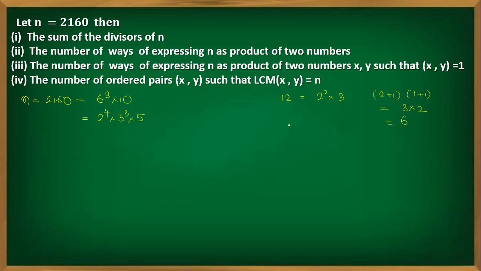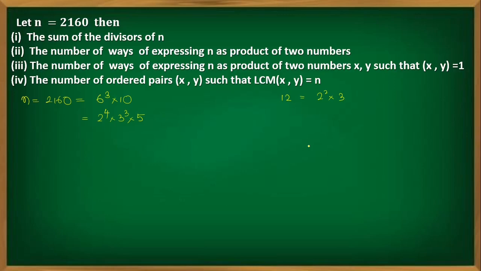Can we write all those divisors? Yes, we can write 1, 2, 2 square that is 4, then 3, then 6, and 12. You can see we have 6 divisors. Now sum of the divisors means we want to calculate 1 plus 2 plus 4 plus 3 plus 6 plus 12. This is the sum of the divisors. But every time it is not possible to write the whole list of divisors and then add. It is a difficult process, every time we can't do that.